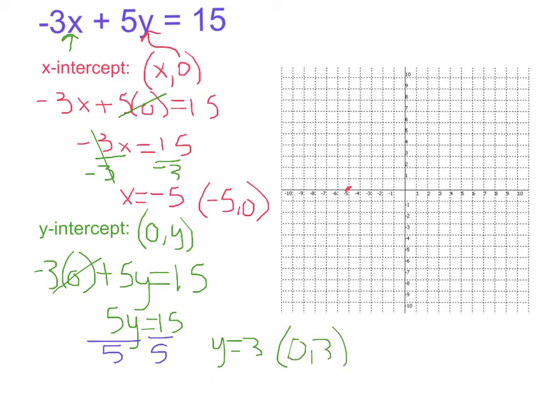So if I plot that point 0, 3, then you can get your straight edge out, and you can connect these two dots and extend the line so that you can graph the full line of the linear equation negative 3x plus 5y equals 15.